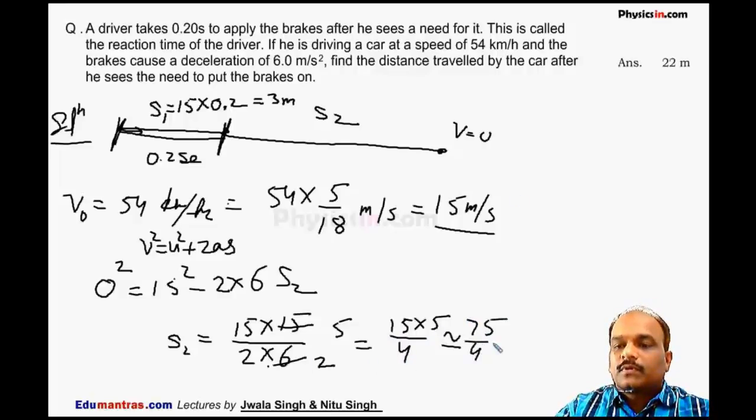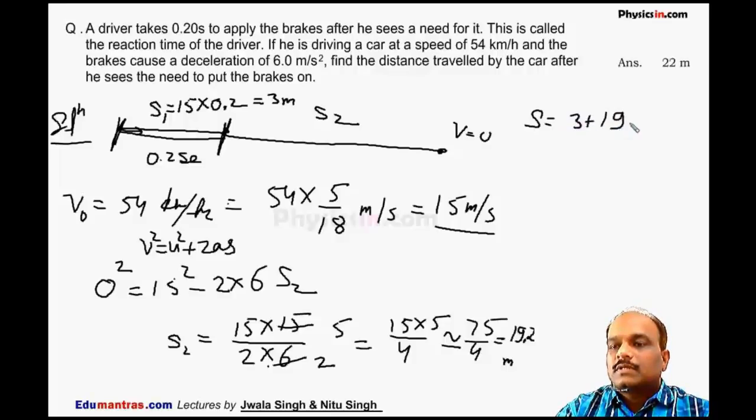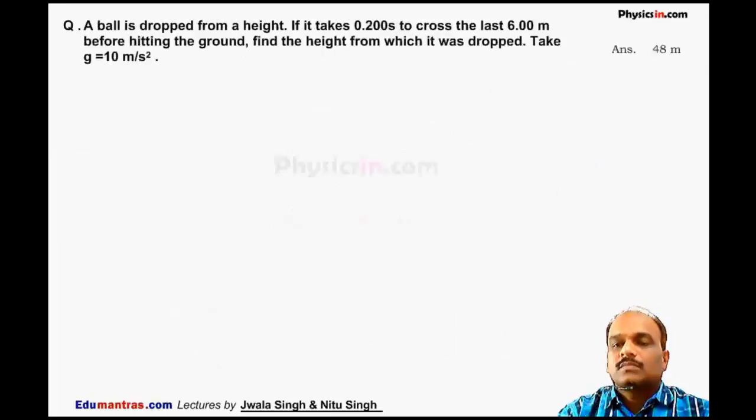75 by 4, which is 18.75. So the total distance traveled by the car is 3 plus 19.2 meter. So the answer is approximately 22 meter. It is an approximate answer. Now this is the first question of motion under constant acceleration.